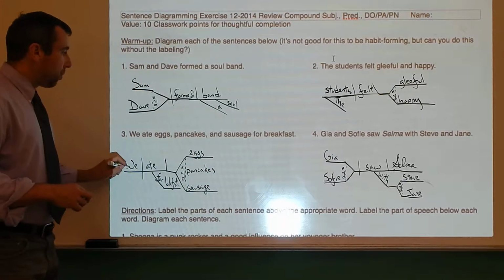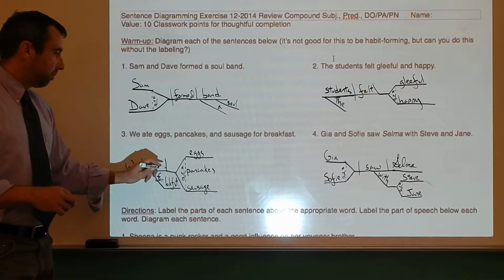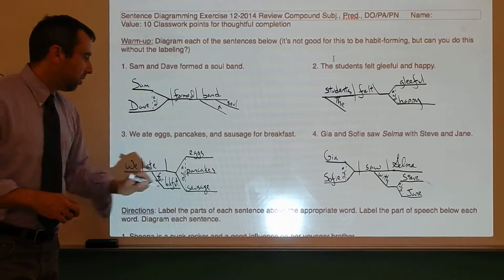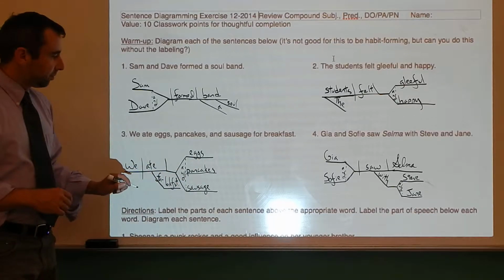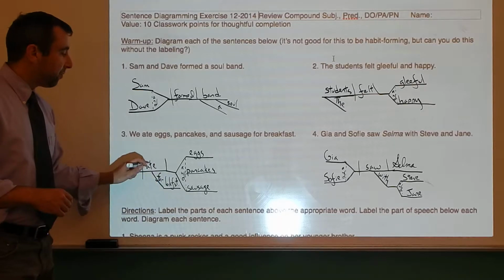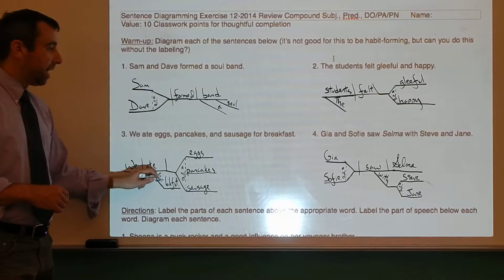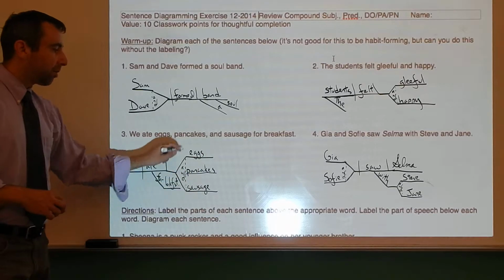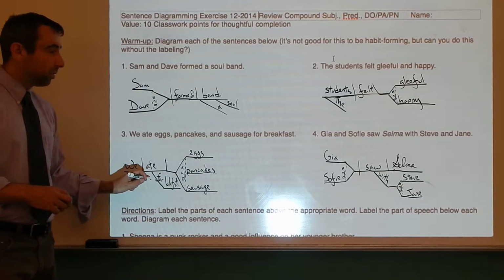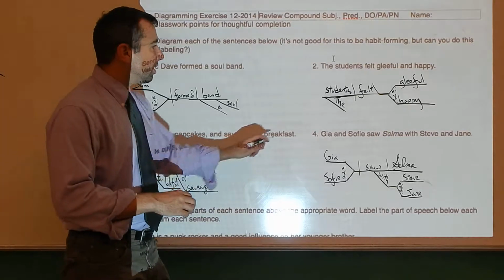Number 3, we ate eggs, pancakes, needs a horizontal line, and sausage for breakfast. Why or when did we eat them? For breakfast. So for breakfast describes ate, not just sausage, not all 3 of these things, but it describes ate. And then the last one.